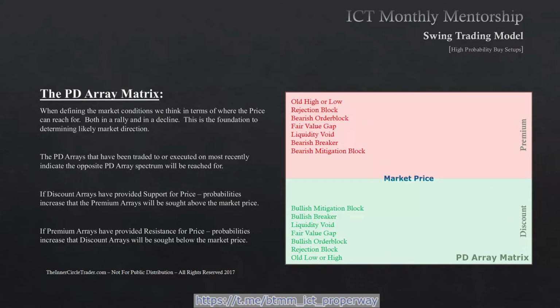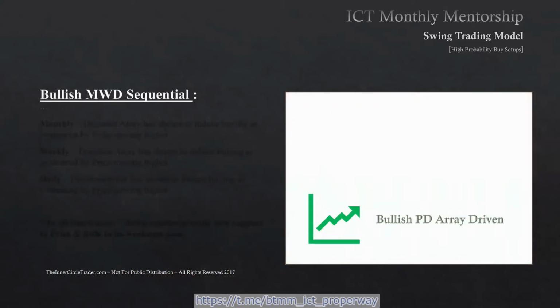Okay, as a reminder, when we're looking at price, we have to think algorithmic, and we have to refer to the PD array matrix. Without going into great detail, because of study purposes only, I'm including this slide because I don't know when you're going to be watching this video again. So be mindful that we're looking for these arrays in deference to the premium or discount spectrum. Okay, bullish, monthly, weekly, daily, sequential.